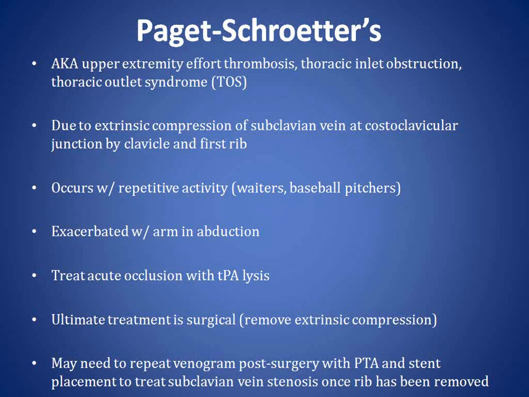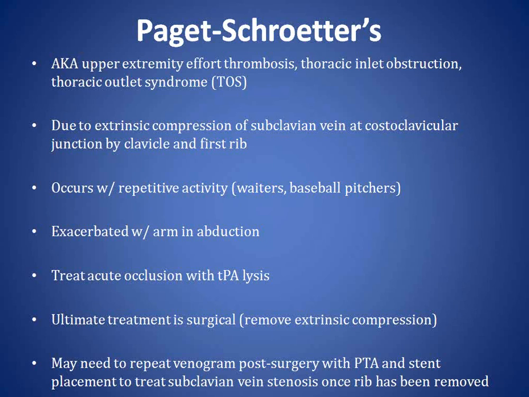Basically, you treat the acute occlusion, because arm clots can be very symptomatic. I mean, we notice swelling in our arms much more than our legs, so those patients need to be treated a little more aggressively. You lyse them. After the clot's removed, they go in to have surgery to remove a portion of the first rib.